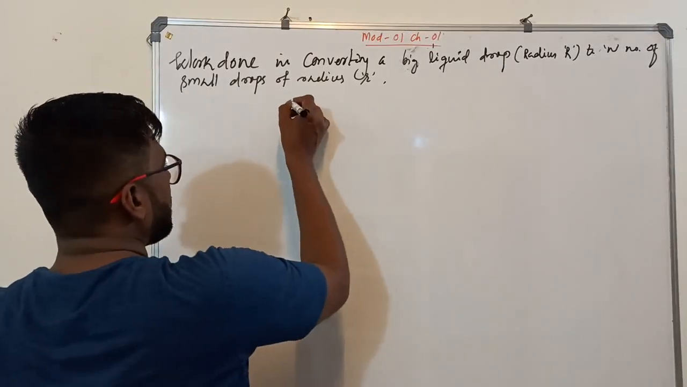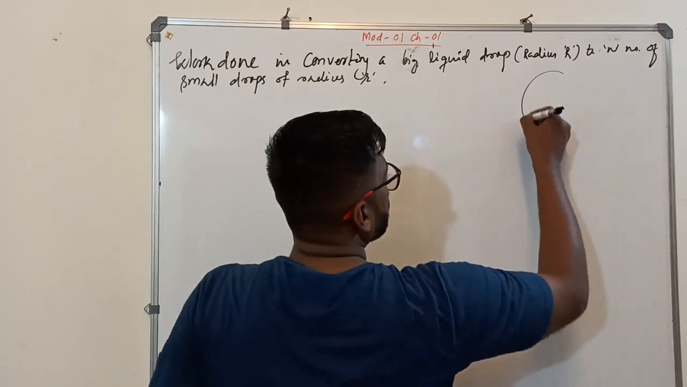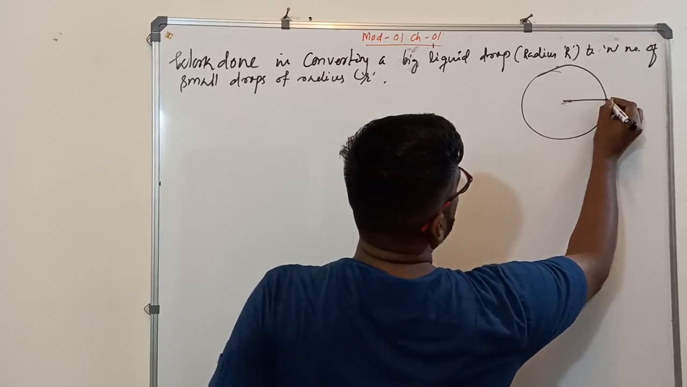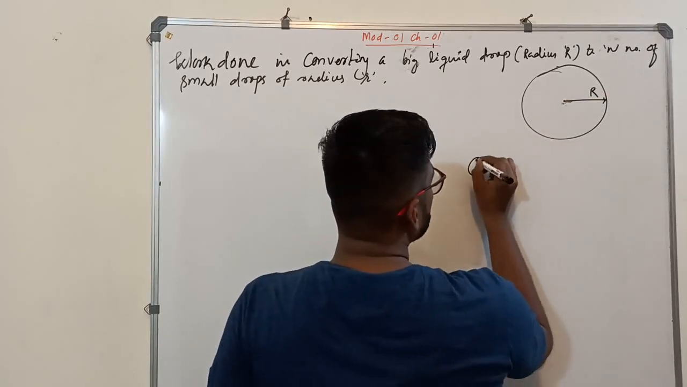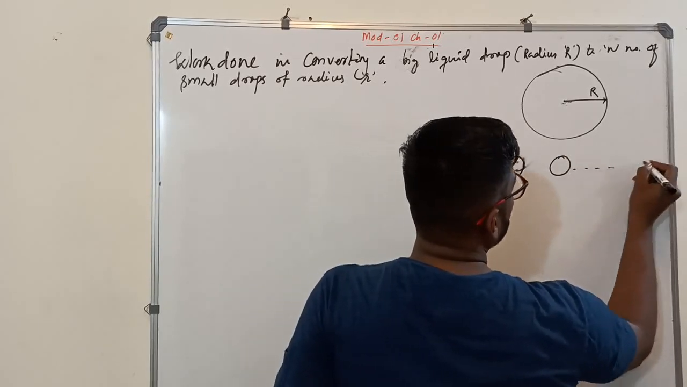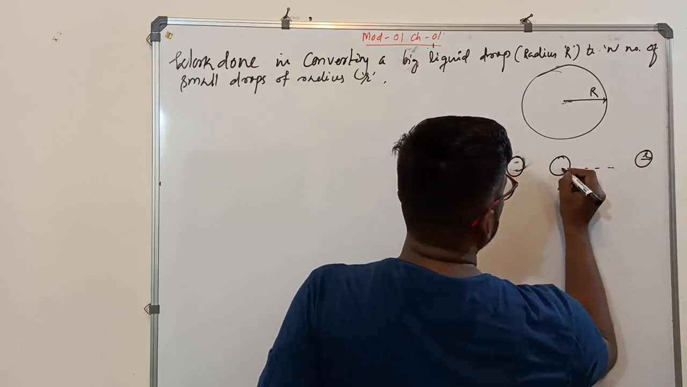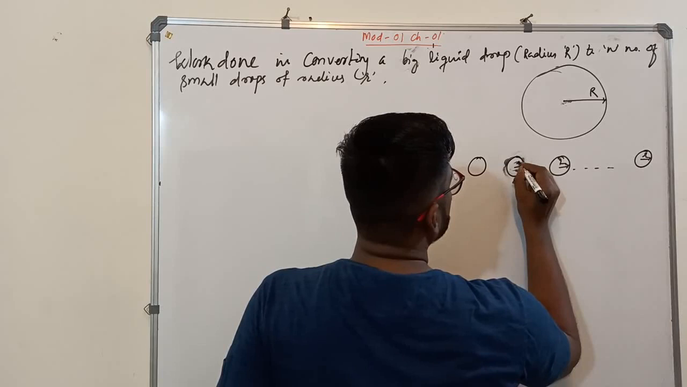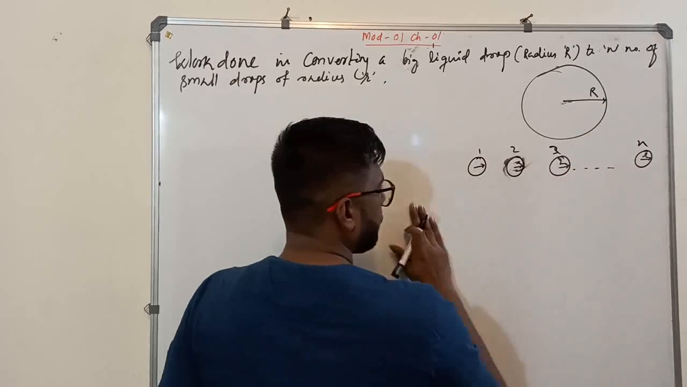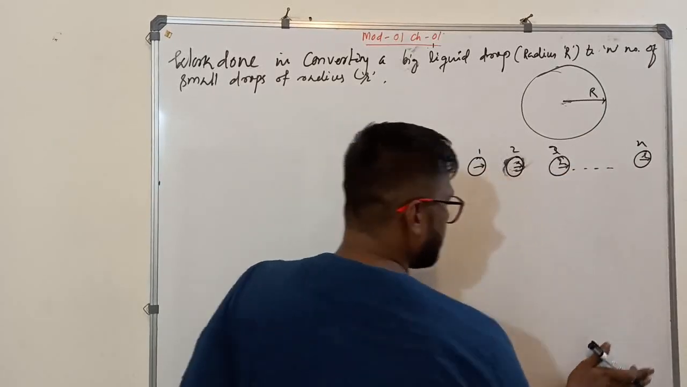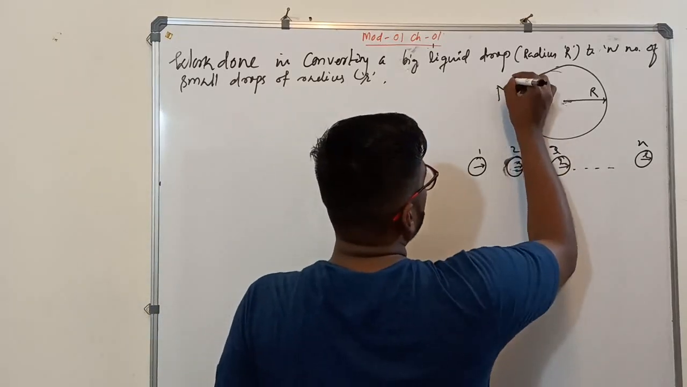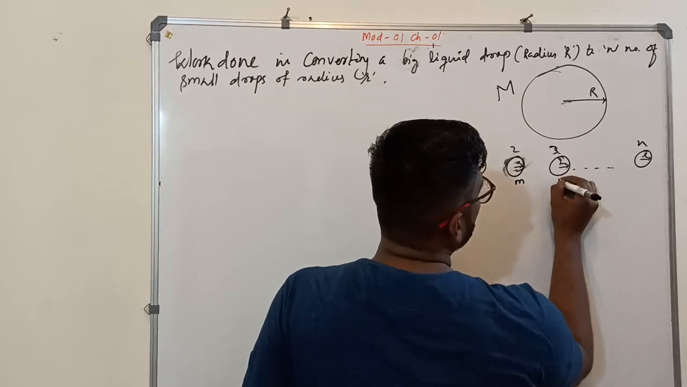Okay. So we have a big liquid drop. What is the radius? Capital R. And we are converting it to small liquid drops of radius smaller r, 1, 2, 3, dot, dot, dot, up to n. All are having the same radius, small r. What is the radius of the big liquid drop? Capital R. Let us say the mass is capital M here, and here the masses are equal, small m.